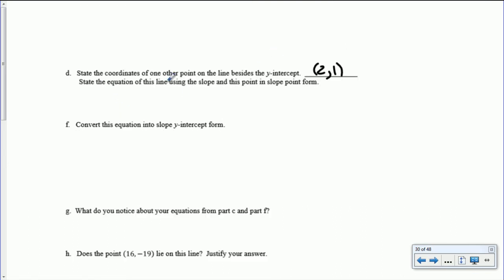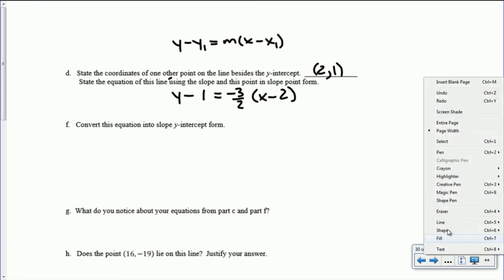State the equation of this line using the slope and this point in slope point form. So y minus y1 equals m times x minus x1. I put this x and that y in for these 2 points. The slope is still -3/2 as it was before. So I'll go y minus 1 equals -3/2 times x minus 2. Convert it to slope y-intercept form.